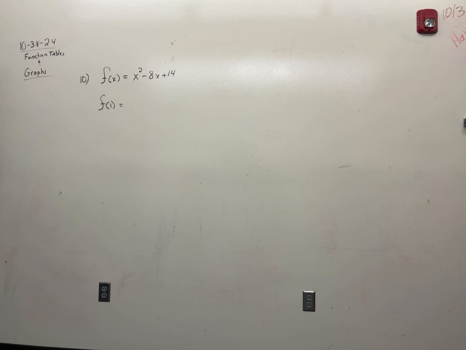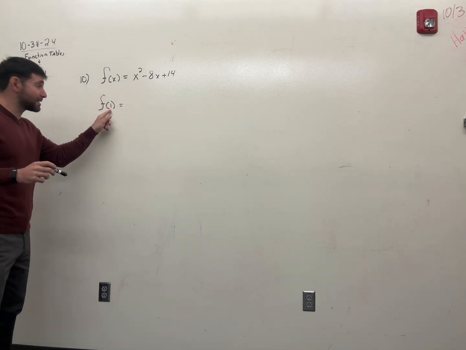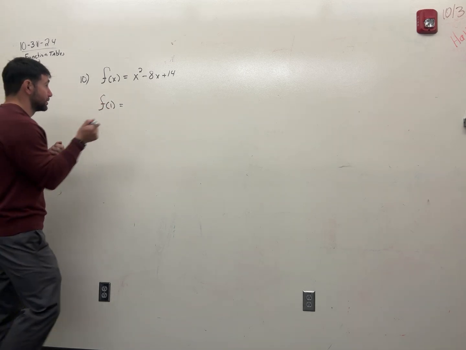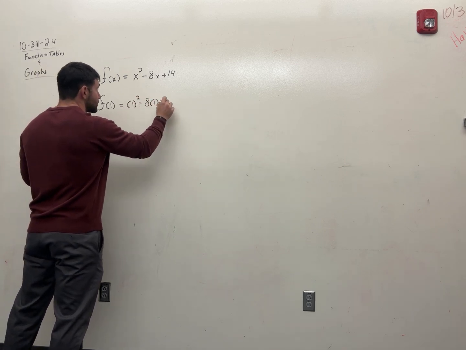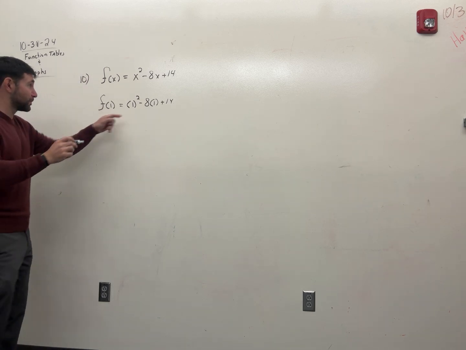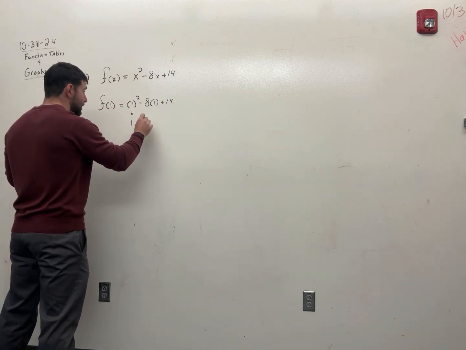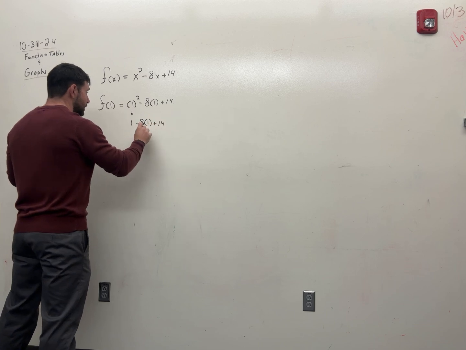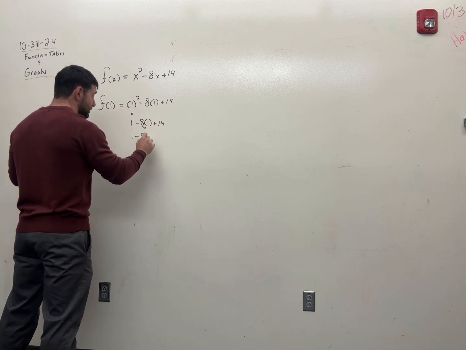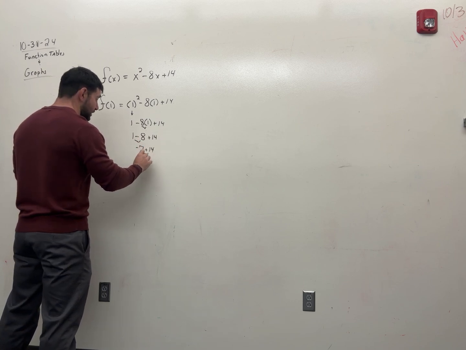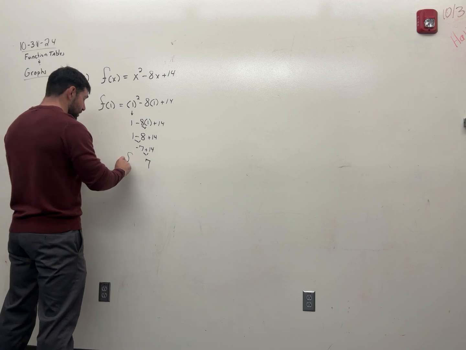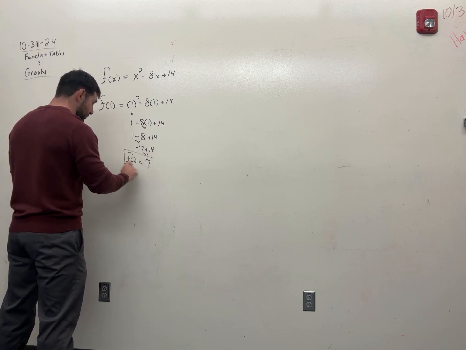Most of you guys are right on the right track. I love it. So, f of x. X is 1. The function when x is 1. 1 squared minus 8 times 1 plus 14. This is the order of operations. 1 squared is 1 minus 8 times 1 plus 14. 1 minus 8 times 1 is 8 plus 14. 1 minus 8 is negative 7 plus 14 is positive 7. So f of 1 equals 7.